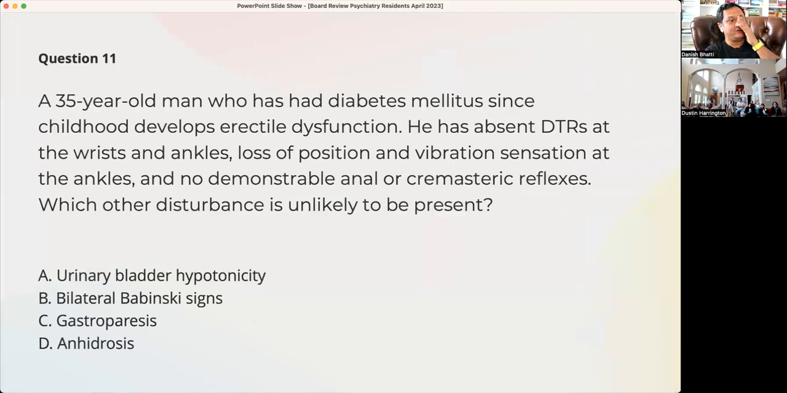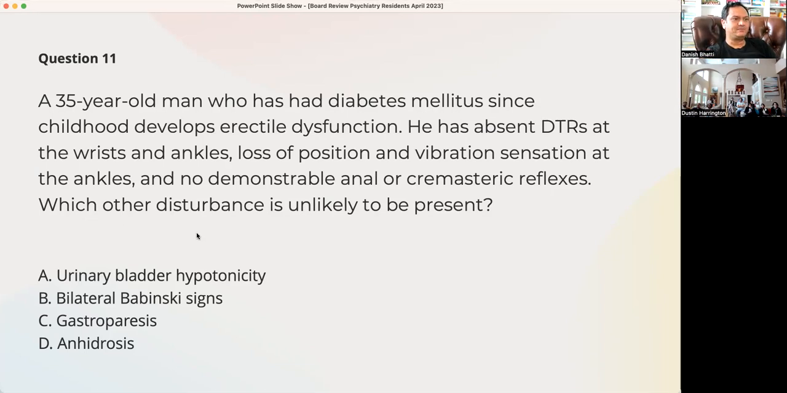Okay, next question. A 35-year-old man who has had diabetes since childhood develops erectile dysfunction. So that's an autonomic dysfunction. He has absent deep reflexes at the wrist and ankle. So that's a neuropathy. Loss of position and vibration at the ankle, again length-dependent neuropathy, and no demonstrable anal or cremasteric reflex. Now that typically goes against neuropathy. That goes more for root involvement, either at the exit or within the spinal cord.